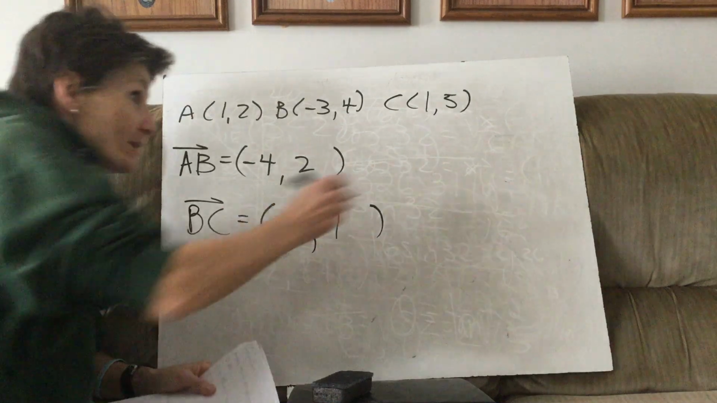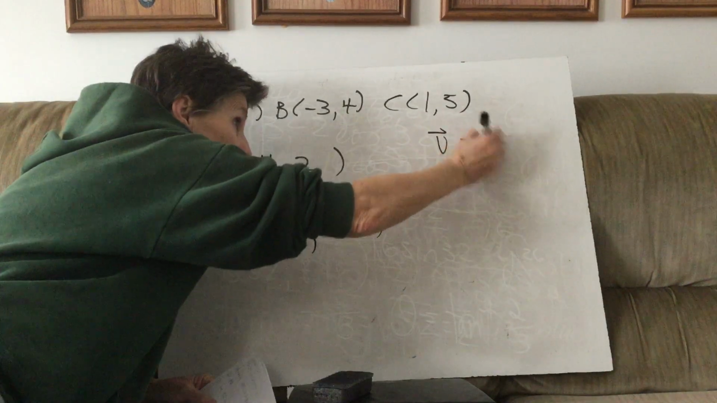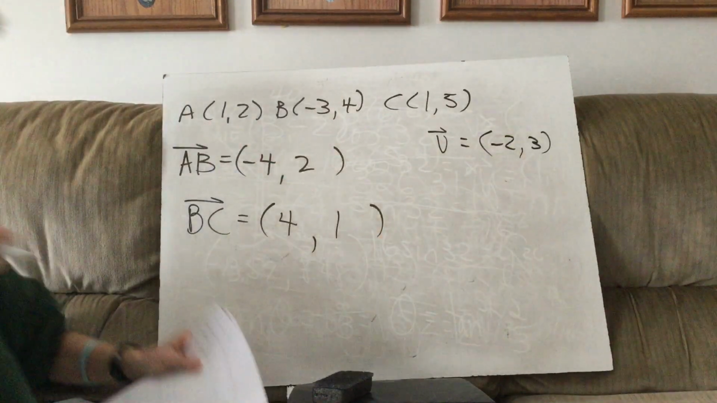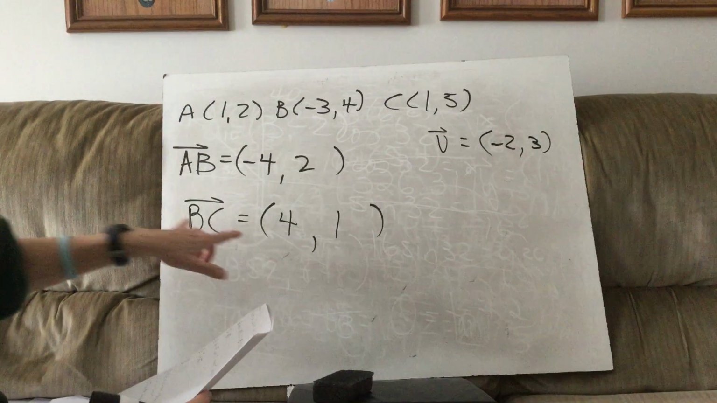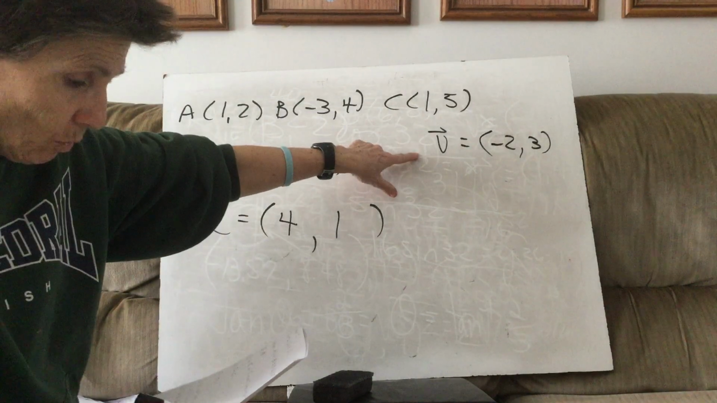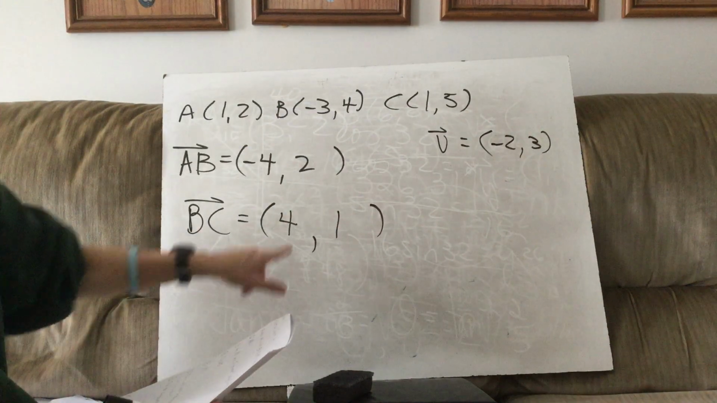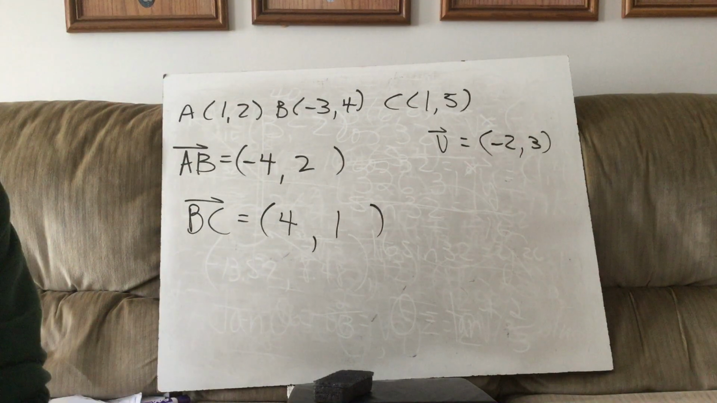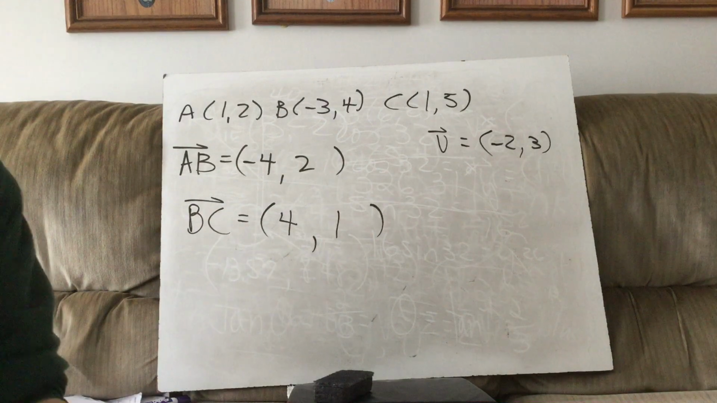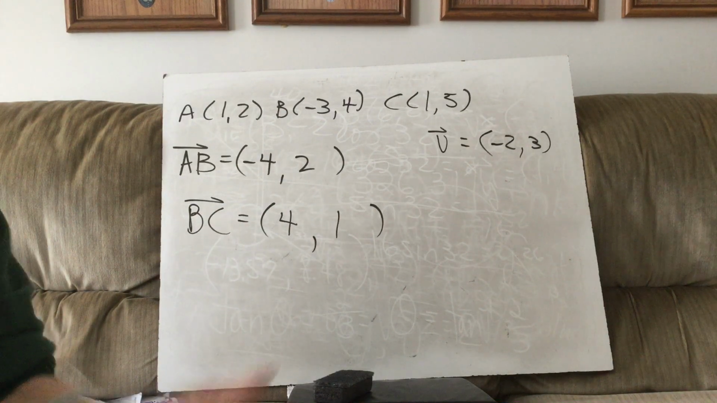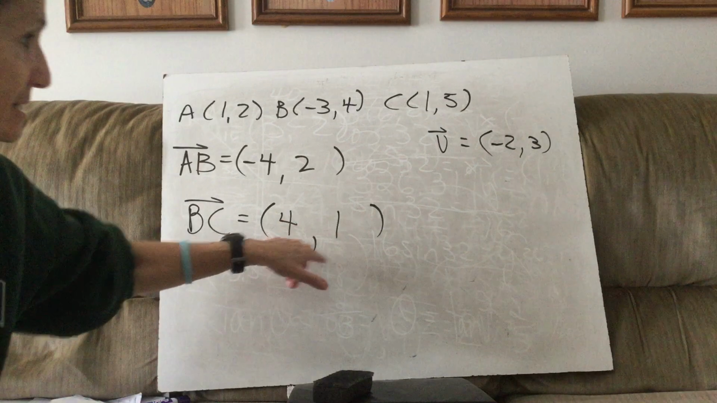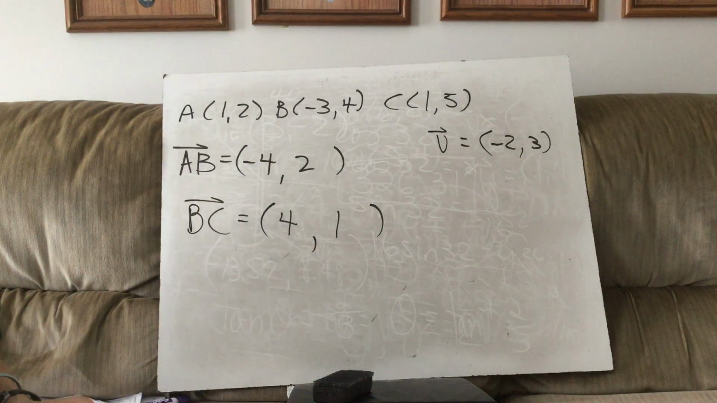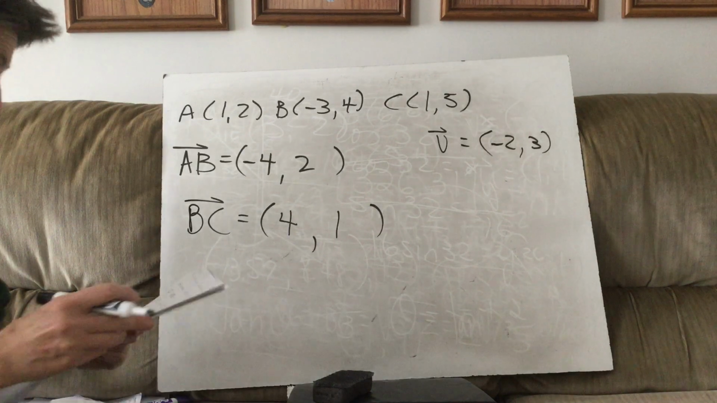Now, vector V is -2, 3. And the question is, is BC equal to V? Are those equal? Heck no. So the answer is no. And why not? They don't have the same coordinates. If you're going to be equal, you have to have the same coordinates. BC and V are not equal because they do not have the same coordinates.